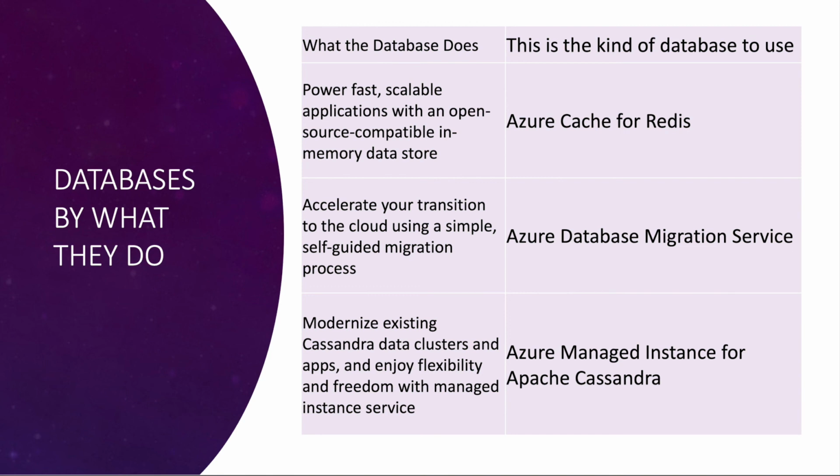Then finally is your Managed Instance for Apache Cassandra. So Cassandra data clusters, you get that ability to run huge data clusters with that, and it's a neat managed service that uses open source Apache Cassandra. So those are basically the databases you're going to want to remember, but the big ones are going to be Azure SQL, Redis, Database Migration Service, and MySQL, and Cosmos and Cassandra.